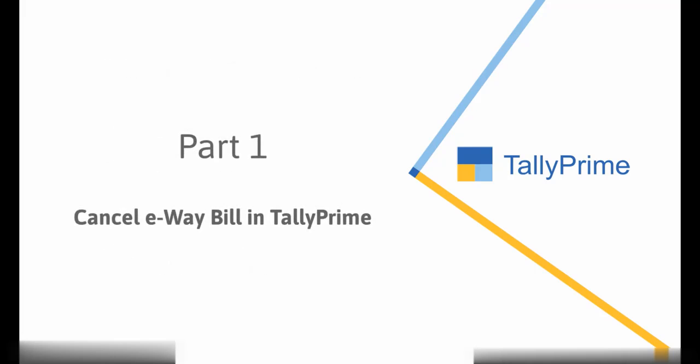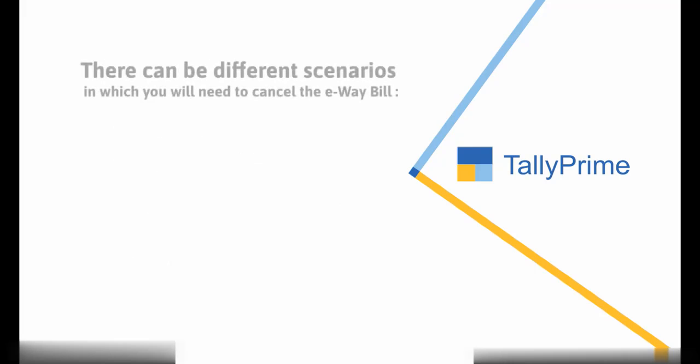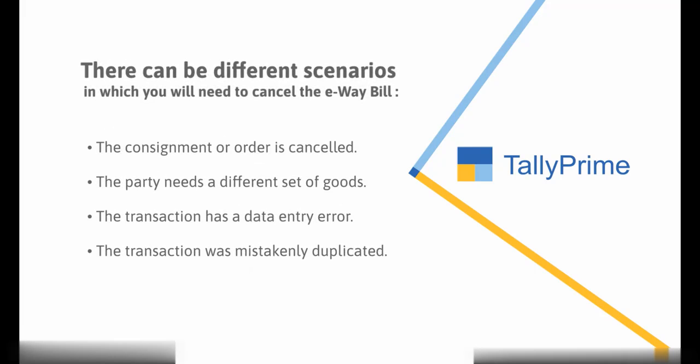Let's first learn how to cancel an E-way bill in Tally Prime. There can be a scenario that a consignment is cancelled or you need to send a different set of stock items. Furthermore, there may also be a data entry error in the transaction, or it may be possible that the voucher was mistakenly duplicated. In such cases, let's see how to cancel E-way bill.